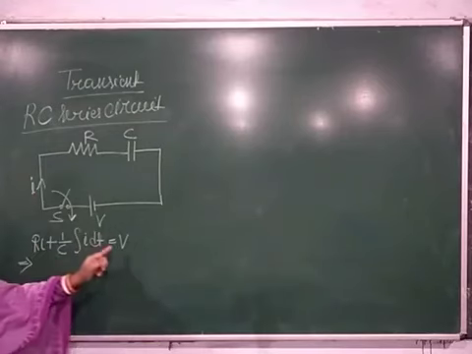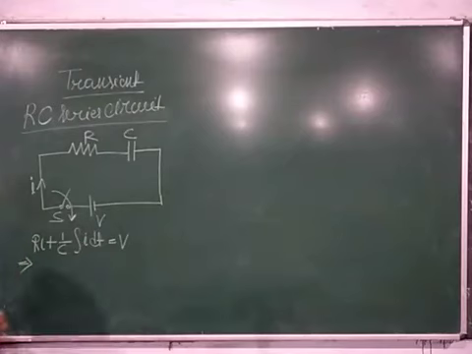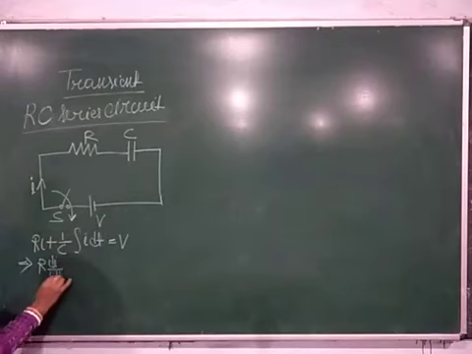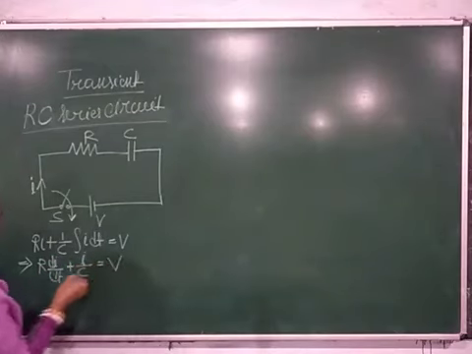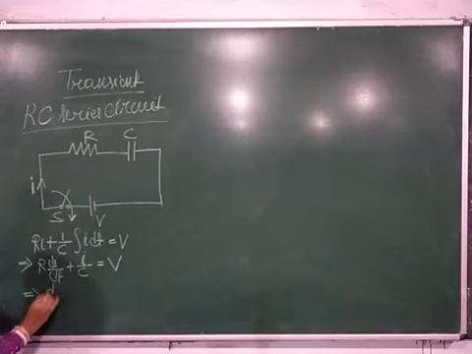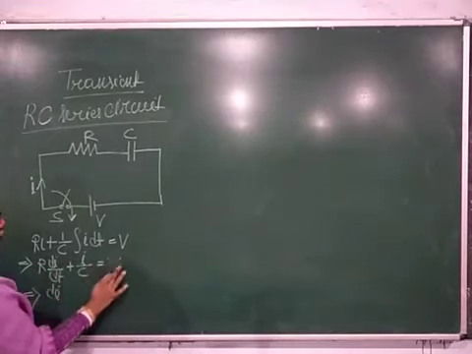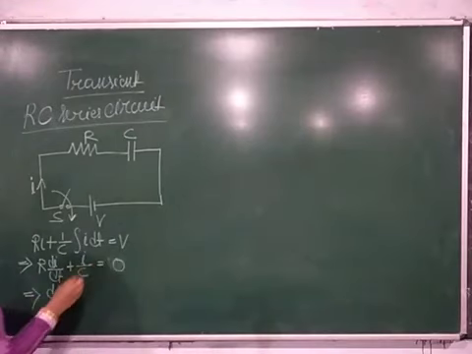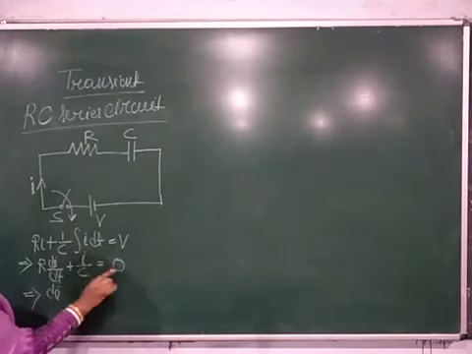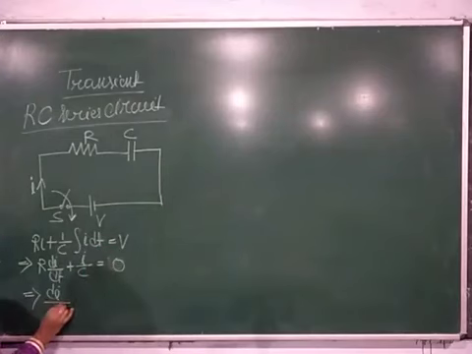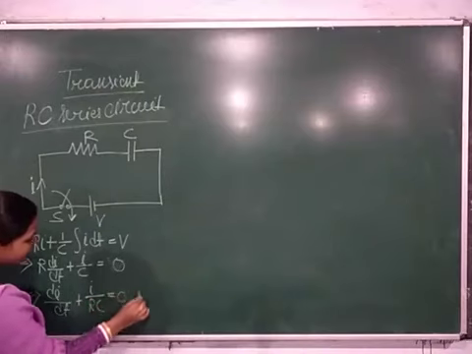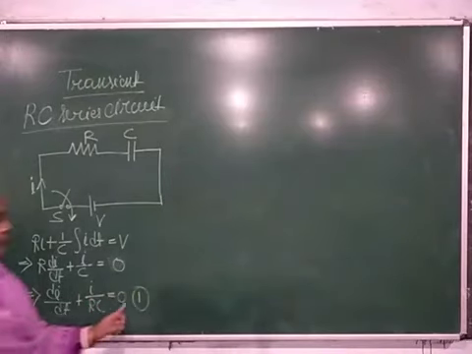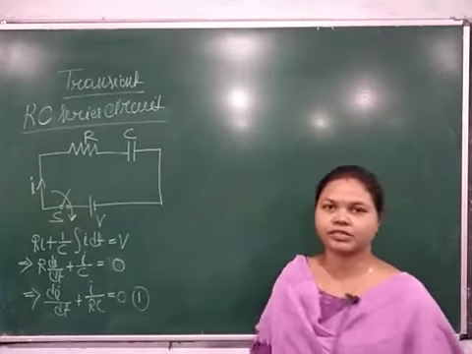We take the derivative on both sides of this equation. I may write this equation as the derivative of V, which is 0. The derivative of V is constant, that is the voltage, which is 0. Take it as equation number 1. Equation number 1 represents a homogeneous equation.